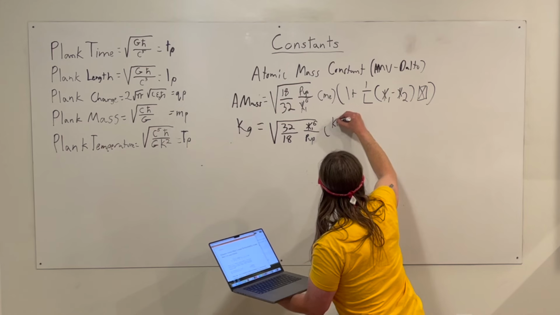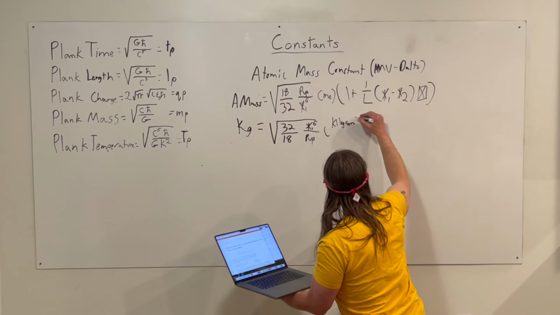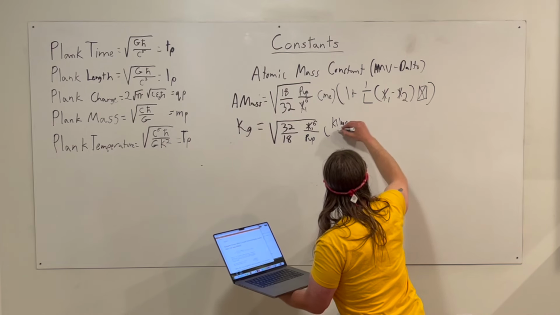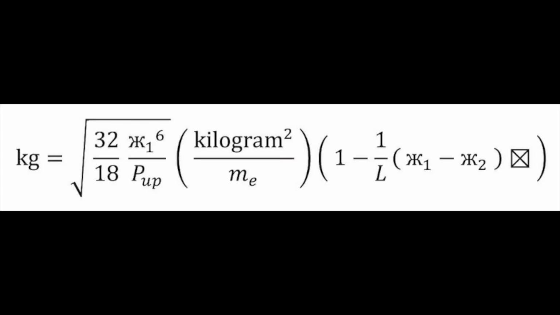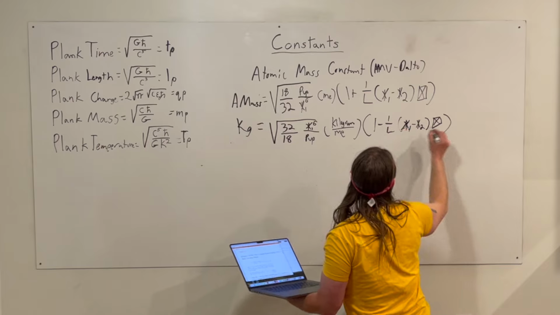All right, so we'll do kilogram. Yes, we're putting the kilogram in the kilogram. I realize it's a little ironic, but over the mass of the electron. And then you do 1 minus 1 over the lemniscate, J1 minus J2, times our inversion boundary right there. Make that a little less abysmal. Okay. All right.